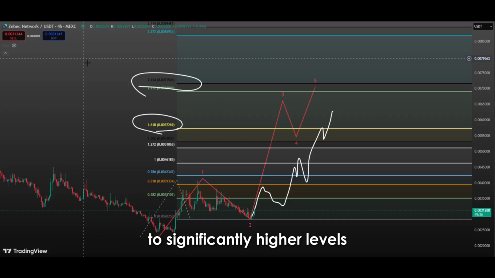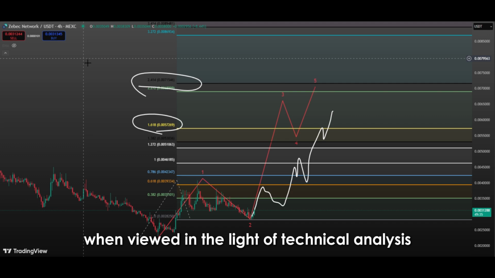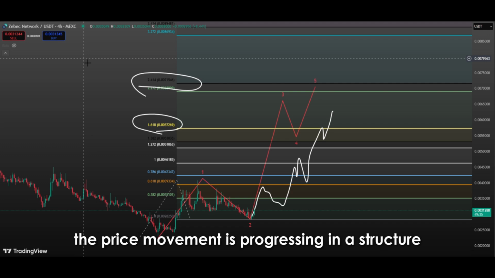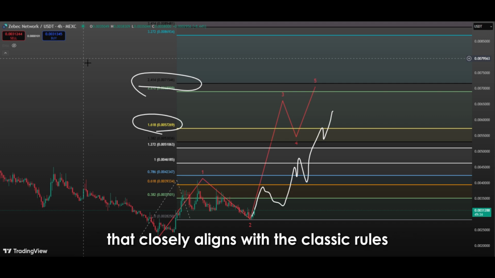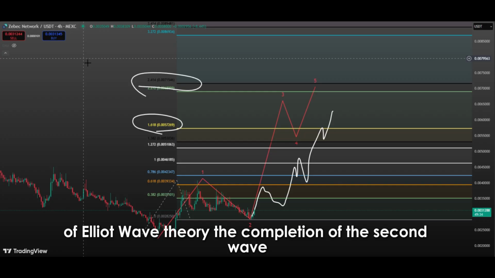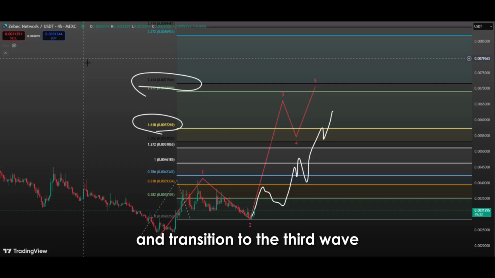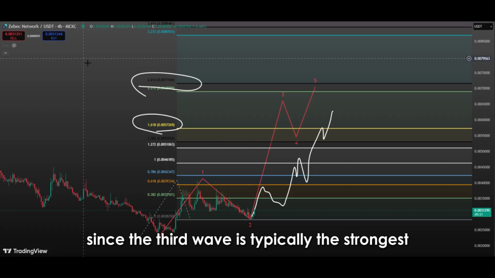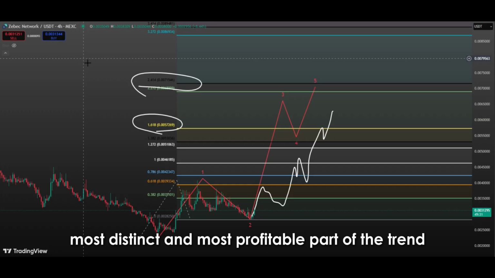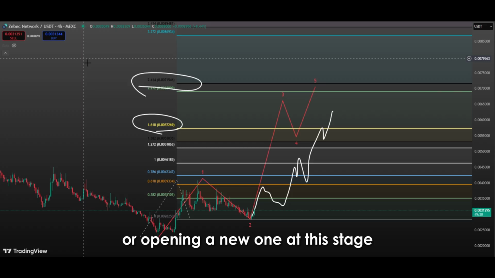In conclusion, when viewed in the light of technical analysis, the price movement is progressing in a structure that closely aligns with the classic rules of Elliott wave theory. The completion of the 2nd wave and transition to the 3rd wave creates a significant window of opportunity for investors. Since the 3rd wave is typically the strongest, most distinct, and most profitable part of the trend, remaining in position or opening a new one at this stage would likely benefit investors.